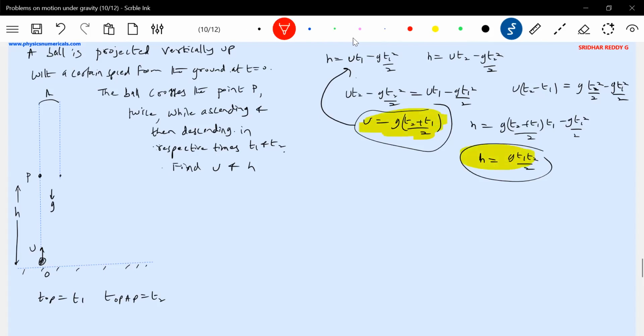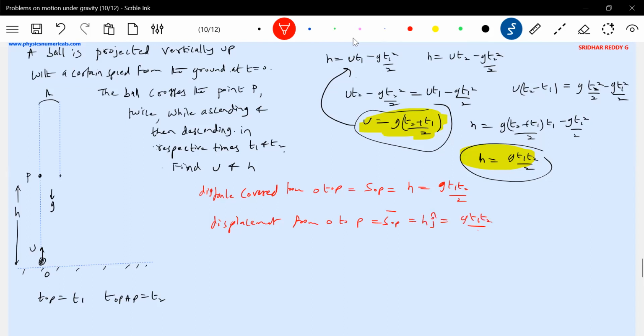I want some other quantities. I'm very much interested in, like, what is the distance covered from O to P, S_OP? I'll write it. This should be equal to h. Similarly, displacement from O to P should be equal to h j cap. Then the distance covered from O to P to A to P is being asked, the total distance.